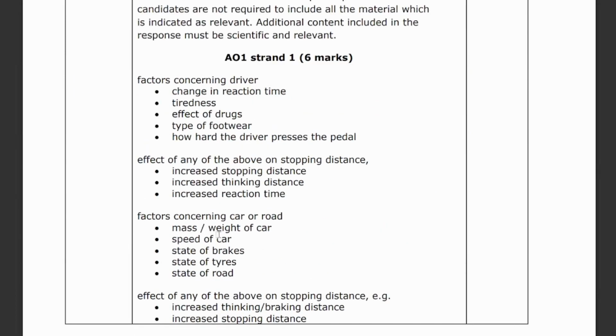And for the 6-mark question, they have separated out factors concerning the driver, and we have mentioned all of these and what happens to the stopping distance, and the factors concerning the car or the road. We mentioned all of these as well, and then again they are asking you to link to what happens to the stopping distance. So we have mentioned all of this. So our answer should give you 6 marks.